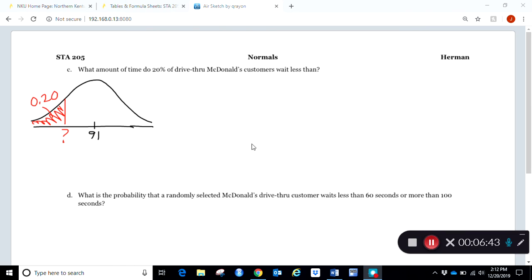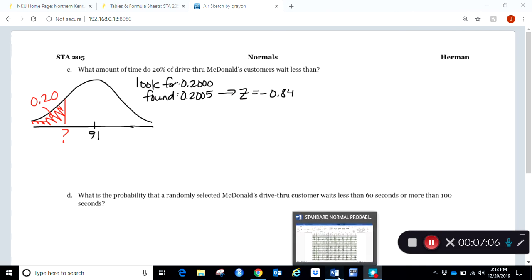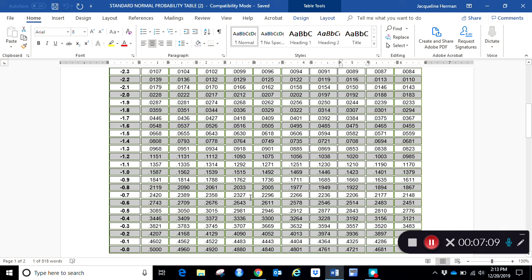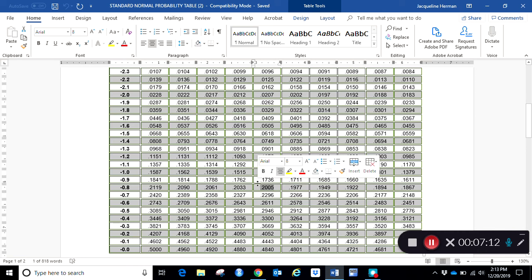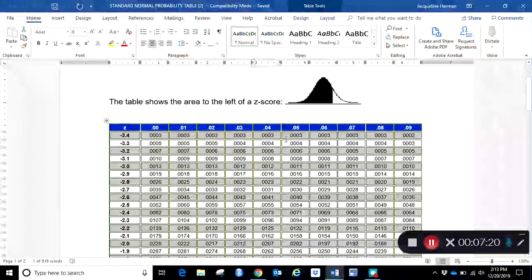So the next thing I need to do is to figure out what to go to the table with to find my z-score, and then find my z-score. Since my table reads to the left, how much is to the left of my question mark? Well, it's 0.20, so I'm going to be going to the table looking for 0.2000. Again, I give 4 decimals since that's how many decimal places are inside my table. Finding the closest thing that we can on the inside of the table here, we find 0.2005, which then corresponds to a z-score of negative 0.84.